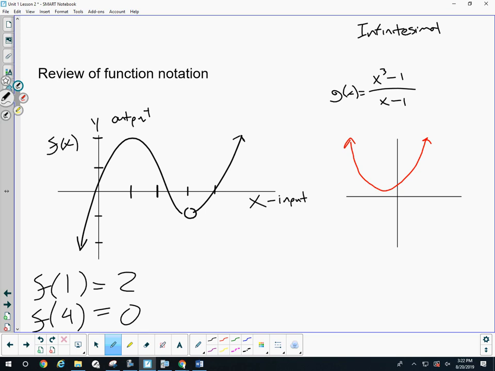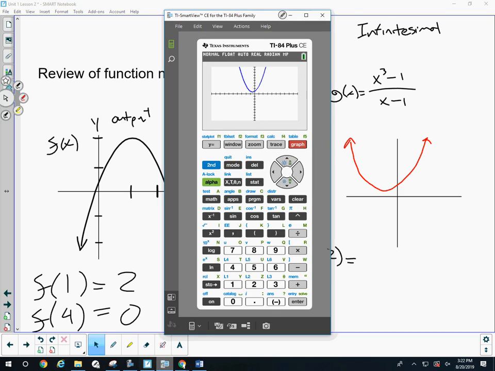You don't need to look on a table to figure out what g of 2 is. Okay? You don't need to go into the table in your calculator. You don't need to look at the points and look at 2 and figure out what 2 is going to. How can I figure out the output for g when you plug in 2? Discuss this with your neighbors.